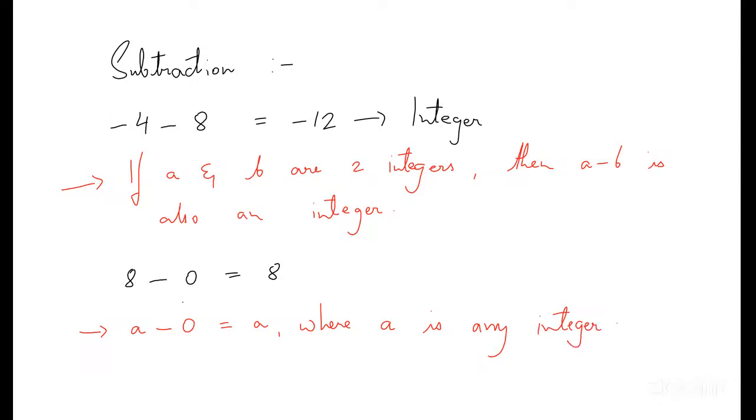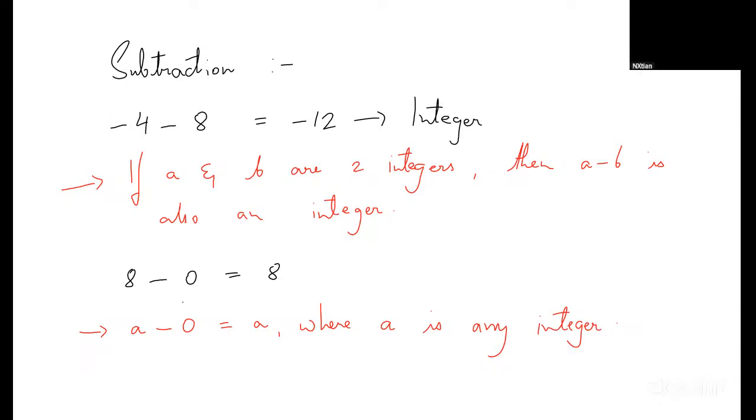These are the two major properties of subtraction. First, when you are subtracting an integer from an integer, the answer will always be an integer. Second, when you're subtracting 0 from any integer, what you will get is that integer itself. Understood the properties of subtraction? Please write this down now.